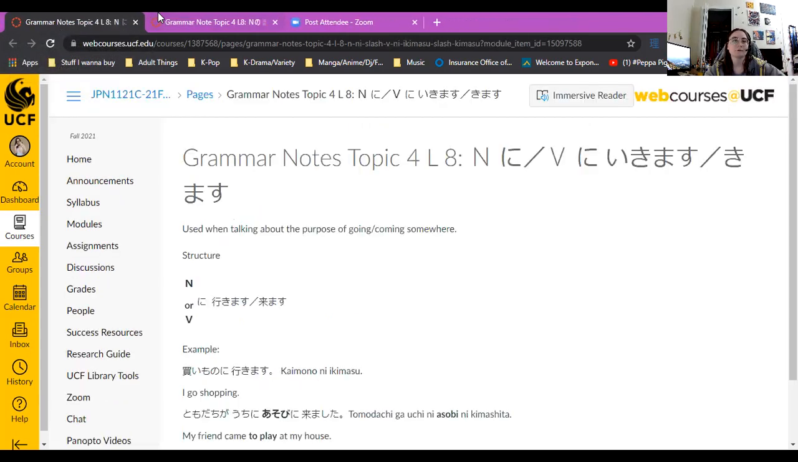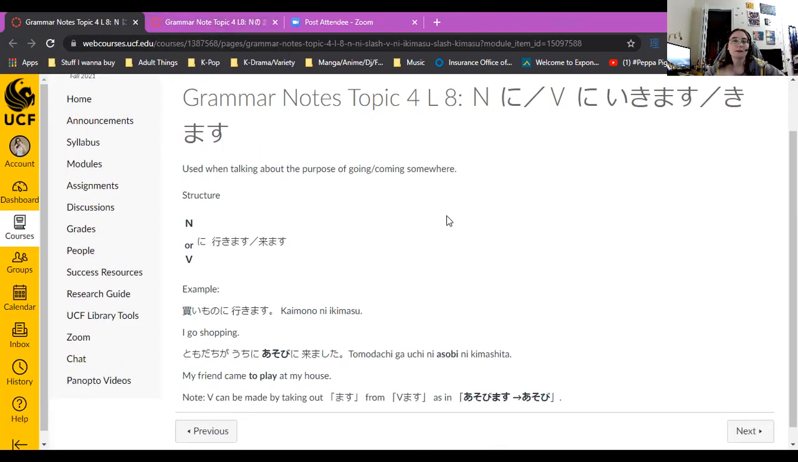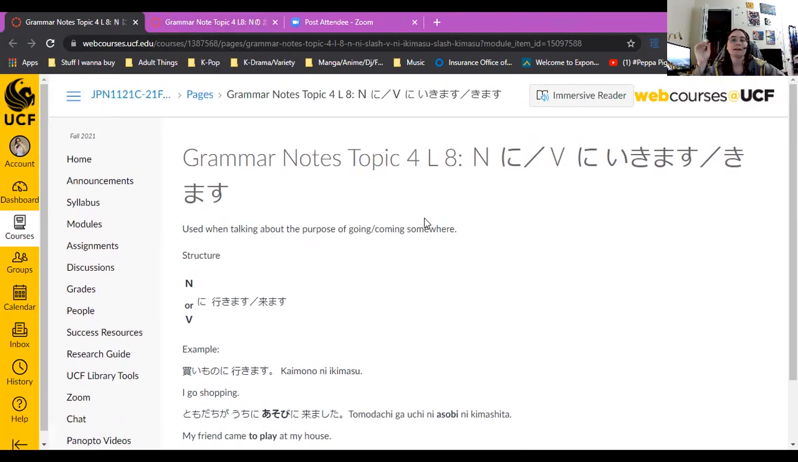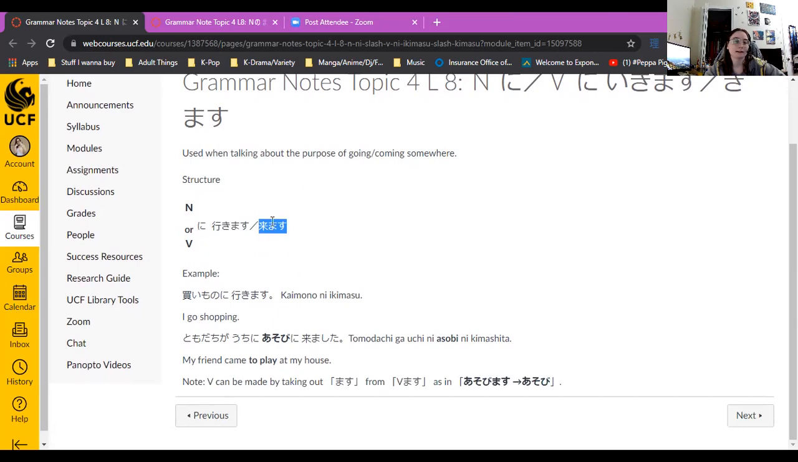Okay, and then I believe there's only two more concepts in here. So this one's going to be the noun ni, verb ni, ikimasu, or kimasu. So you could have either a noun or a verb, and then it's going to be ni ikimasu, or noun, verb ni kimasu, or any other verb that you want to use. So here's an example. Kaimono, so shopping, ni ikimasu. So I go shopping. Then this one is tomodachi ga uchi ni asobi ni kimashita.